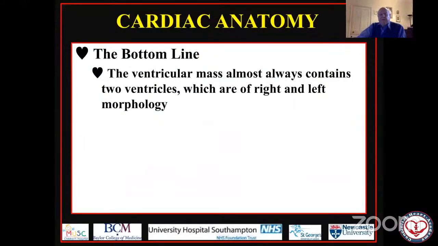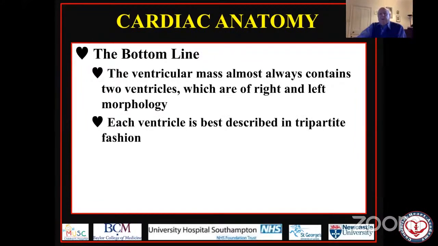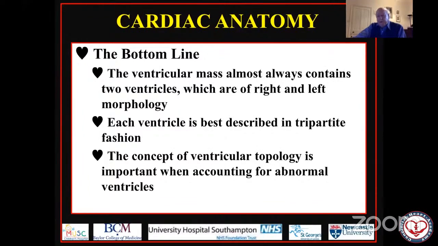the incomplete ventricle. So, what we have shown you today, the ventricular mass, almost without exception, contains two ventricles, and those ventricles are of right and left morphology. I hope we have persuaded you that it is best to describe those ventricles in tripartite fashion, and then on the basis of what we know from that, we can determine how best to determine the topology. And as you have seen, as Justin has shown you, we can now liken that to the hand going into the glove being placed within the ventricle.